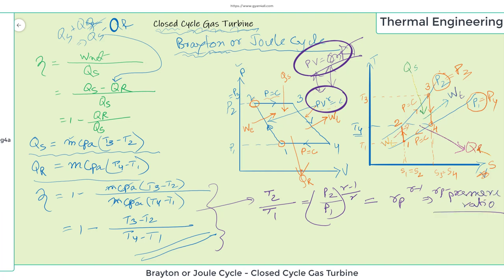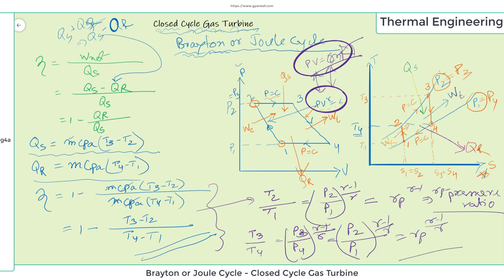Another expansion process, isentropic, that is process 3-4. Similarly, T3 divided by T4 is equal to (P3 divided by P4) whole to the power gamma minus 1 by gamma. How can we derive this formula? What is P3? From the PV diagram or TS diagram, P3 equals P2, and P4 is again equal to P1. So P2 divided by P1 whole to the power gamma minus 1 by gamma, and that is equal to again Rp to the power gamma minus 1 by gamma.